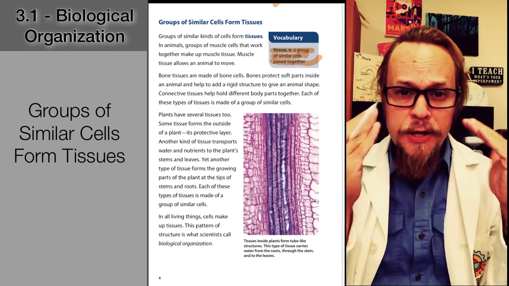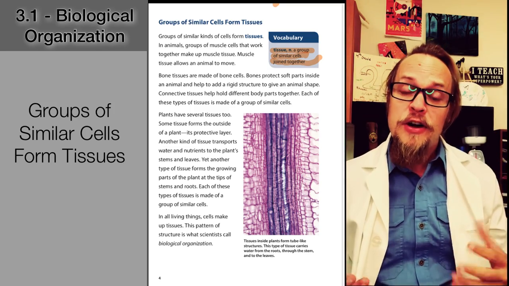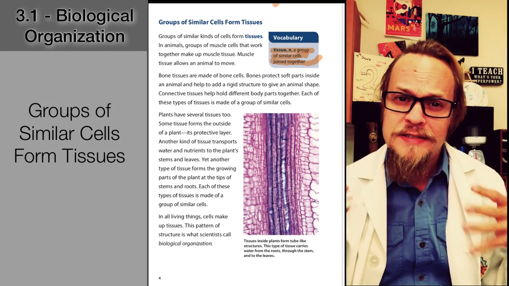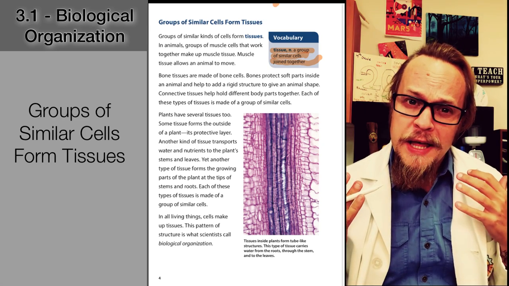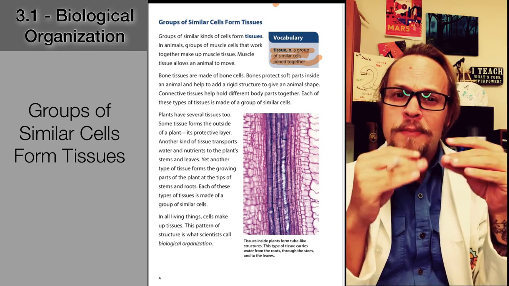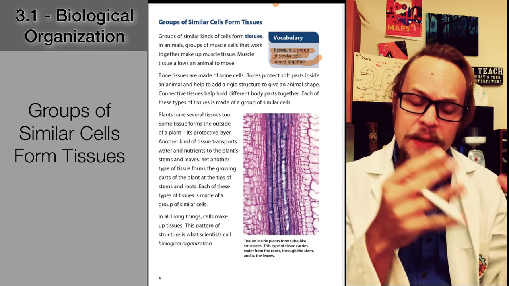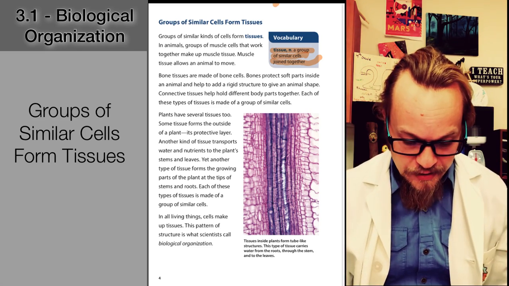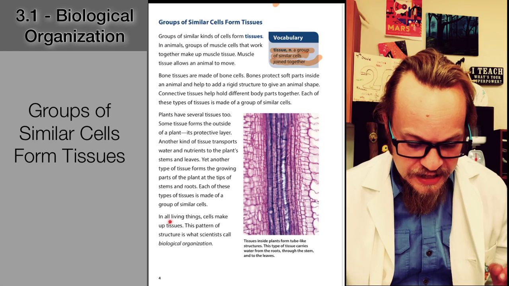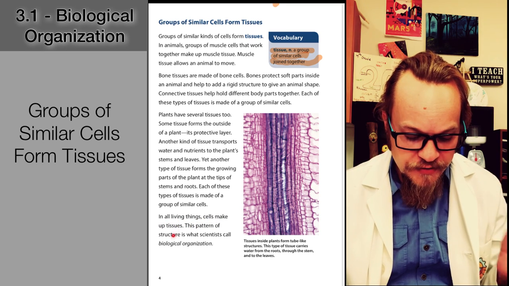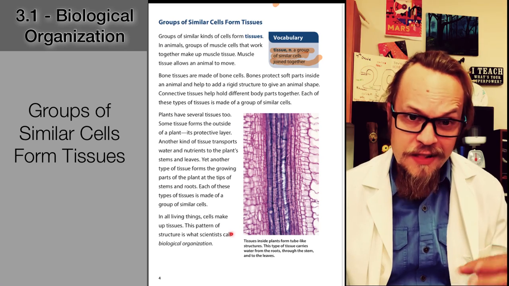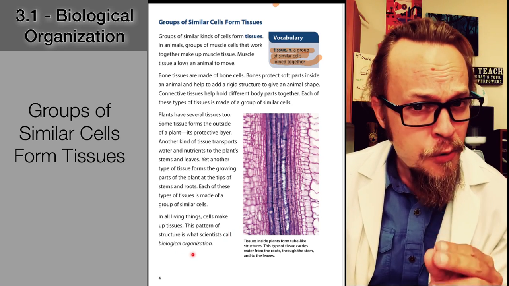It's a tissue, not what you blow your nose in when you've got a runny nose or bad allergies due to this sudden drop in temperature that we've been experiencing, but tissues made up of multi-cells to build up to our plants and animals. In all living things, cells make up tissues. This pattern of structure is what scientists call biological organization.